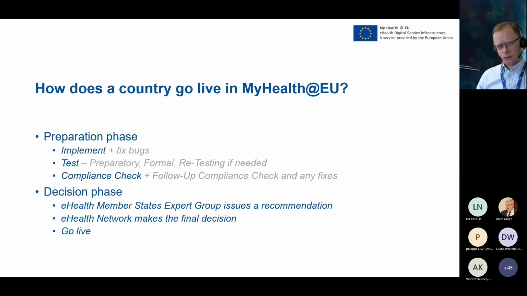It's not so difficult to join MyHealth@EU. There is a preparation phase where a country needs to, of course, implement technical specifications, which are at the moment very stable already. They need to fix any bugs, they need to test and retest if needed. Then there is an additional compliance check, which goes also into legal, organizational, technical, and semantic parts. It's like an audit, but we call it a compliance check. If there are some findings, then the member state needs to apply fixes. When everything is ready, there is a decision phase in which the EHealth member state expert group makes a recommendation to the EHealth network. Then the EHealth network makes the final decision, and the country goes live.